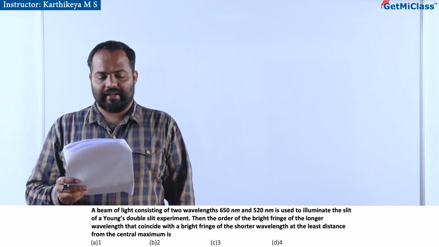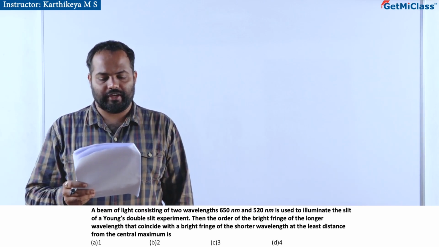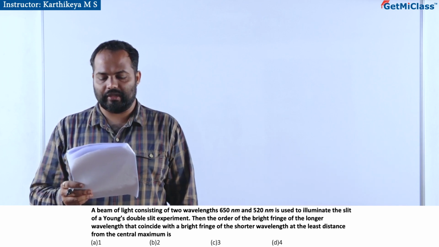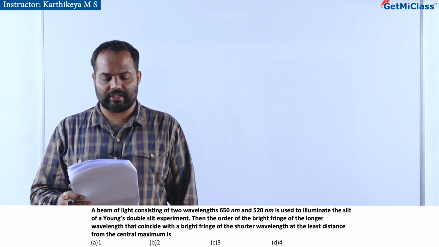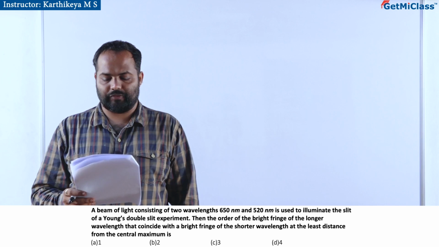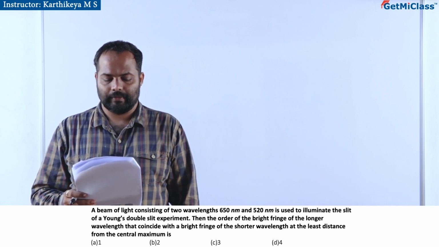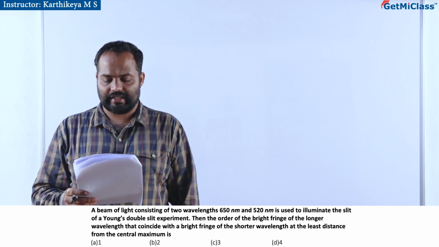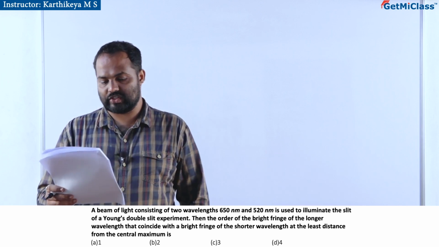A beam of light consisting of two wavelengths, 650 nanometer and 520 nanometer, is used to illuminate the slit of a Young's double slit experiment. Then the order of the bright fringe of the longer wavelength that coincides with the bright fringe of the shorter wavelength at the least distance from the central maxima is.